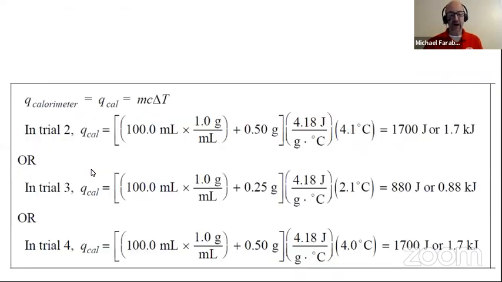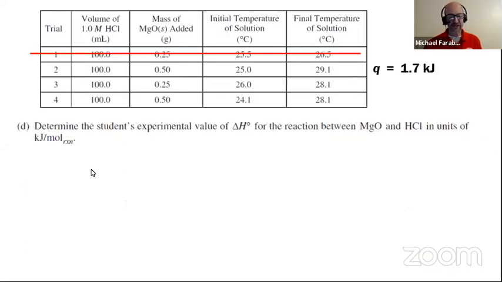Had you done the calculations for either trial 2, trial 3, or trial 4, you would have done the same basic setup: total mass times specific heat capacity times the delta T, and then your answer would have been either around 1700 joules or around 880. Now, this is a different number for trial 3, but again, you could have picked any one of those trials. All right, so moving on from Q to delta H.